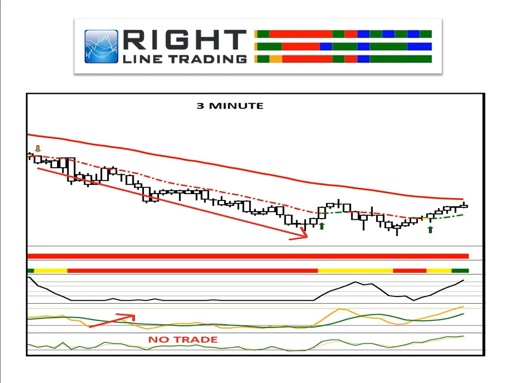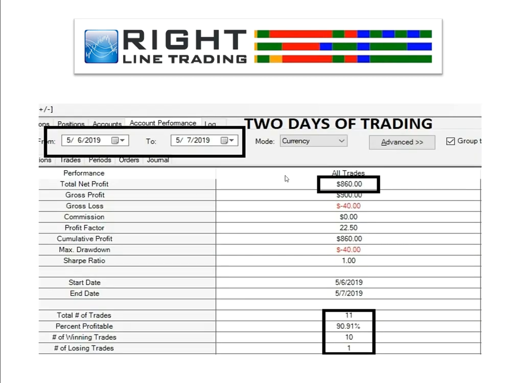It's got to do a multi-time frame analysis, or else you're not going to be able to predict on that right edge where price is going to go. Now, this is in 2 days of trading in the live trading room. I took 11 trades. I have 10 winners and 1 loser. And the 1 loser cost me $40.